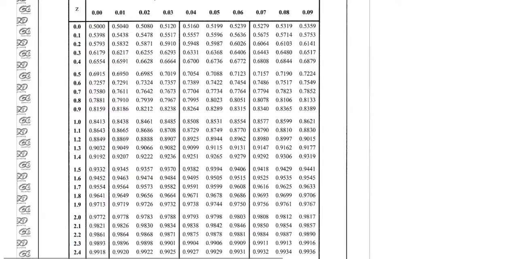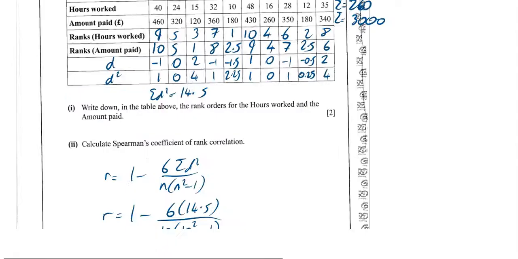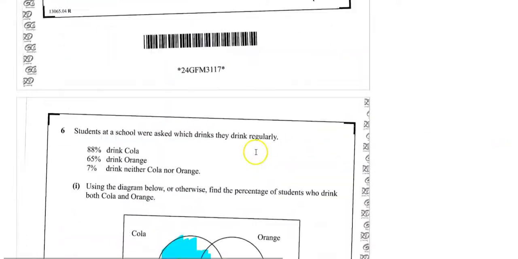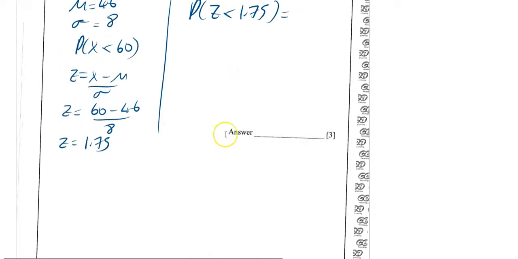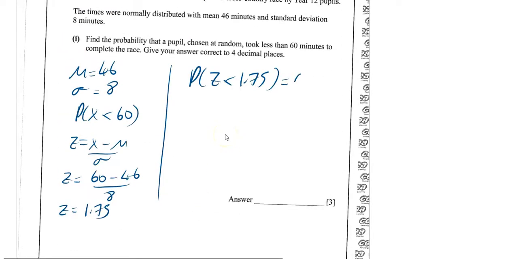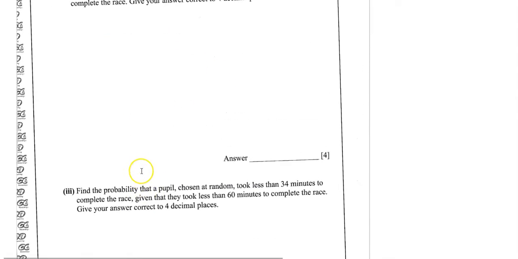So here we are on our tables, and z is less than 1.75. You go down to 1.7, and then you need to go to the 5 column here, and there we are. It's 0.9599. So that's what we're looking for. We'll zoom back to our answer. So there we are, it is equal to 0.9599.